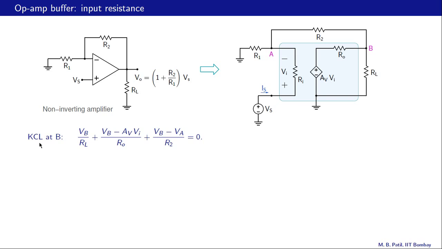Let us begin with KCL at node B. What do we have at node B? We have this current plus this current plus this current, and these three currents must add up to 0. This one is VB divided by RL. This one is VB minus the node voltage here, which is AV times VI with respect to ground. So VB minus AV times VI divided by RO, and this current is VB minus VA divided by R2. So these three must add up to 0. That gives us KCL at node B.